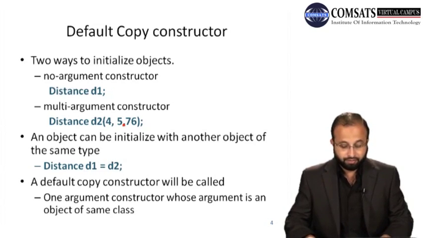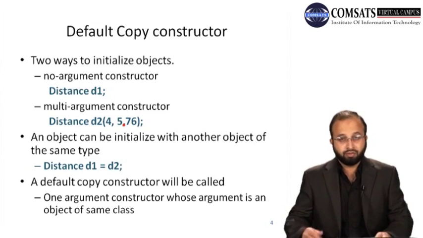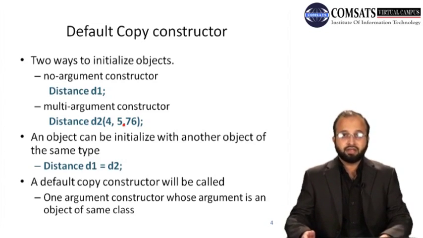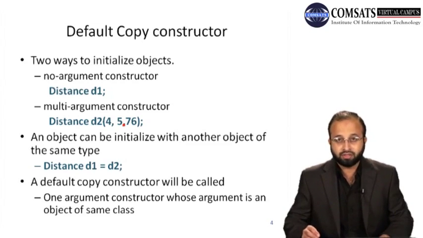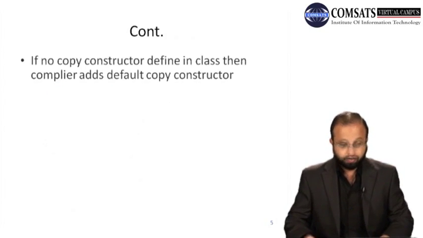So a default copy constructor is a one argument constructor whose argument is an object of the same class. The argument you are passing is basically an object of the same class. So that is a copy constructor. A copy constructor in any class is a one argument constructor, and the type of the argument will be the same as the name of the class, right? So if no copy constructor is defined in the class, then the compiler adds a default copy constructor.